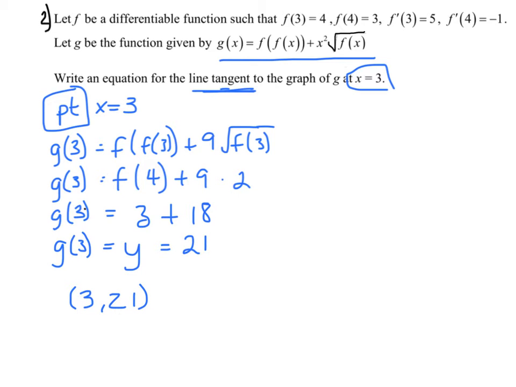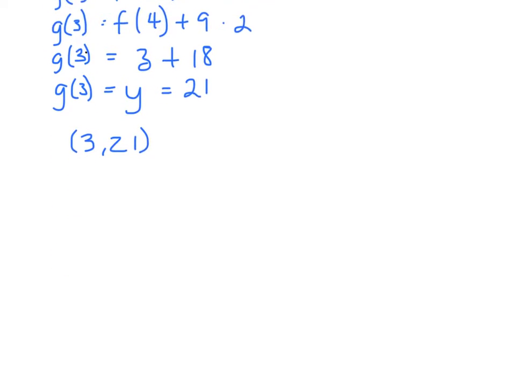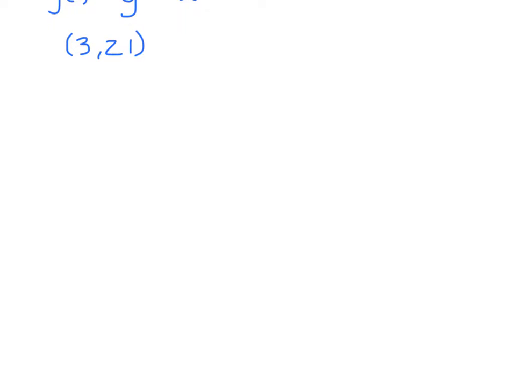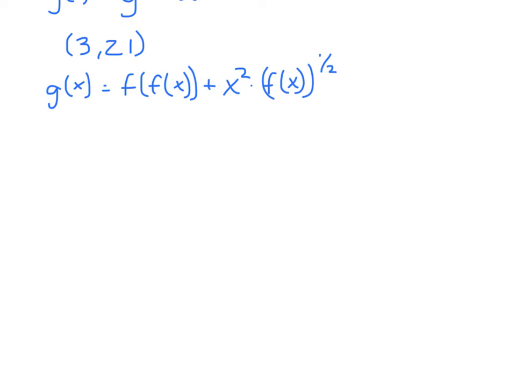Okay, so next I want to go ahead and find my slope. So first of all, I'm going to rewrite the function g of x as f of x plus x squared, and instead of square root of f of x, I'm going to write it as f of x to the 1/2.